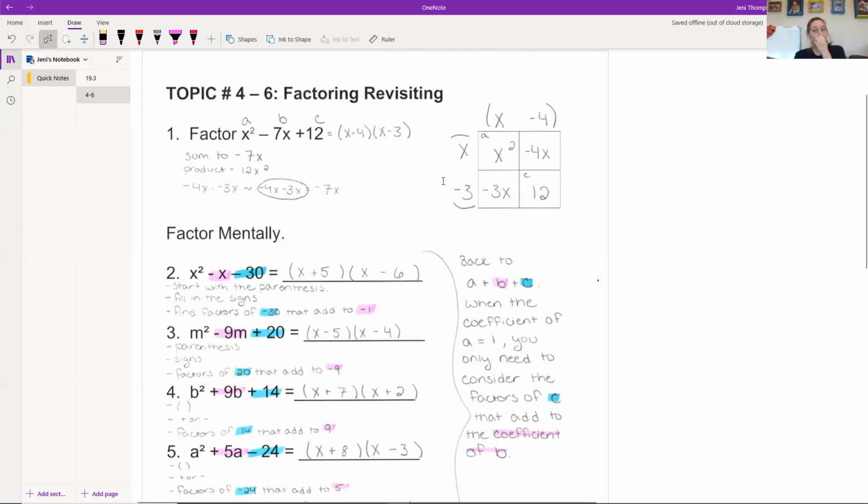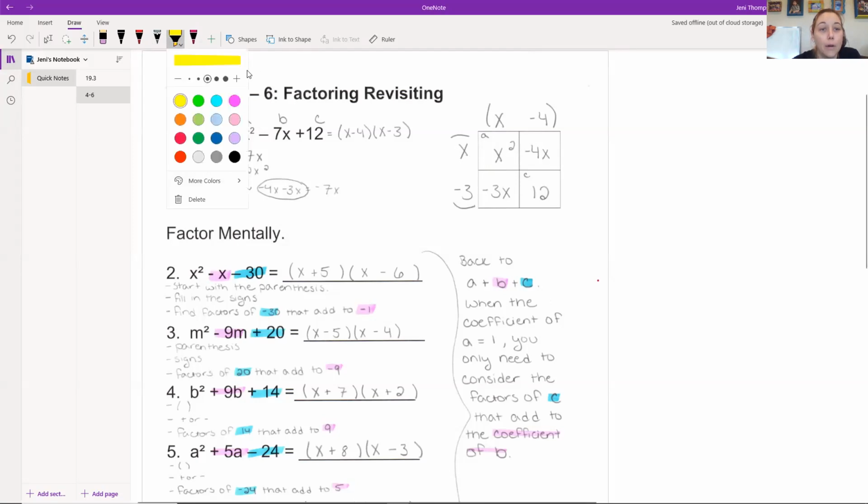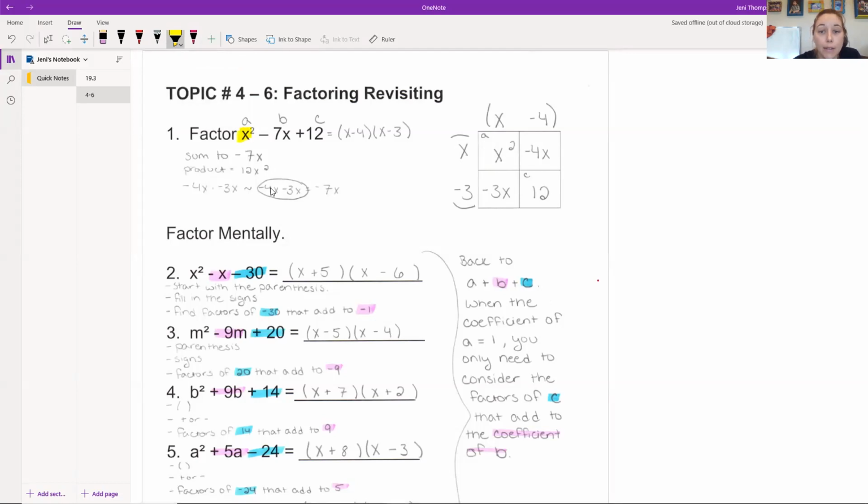Now, if you'll notice something, this occurs when the coefficient for A is 1. Look at these factors here, negative 4 and negative 3. Those are our answer, right? Those are the pieces that we're looking for in our two binomials here. So in the special case when your A coefficient is 1, you can just factor mentally. You don't have to go through the whole box thing.